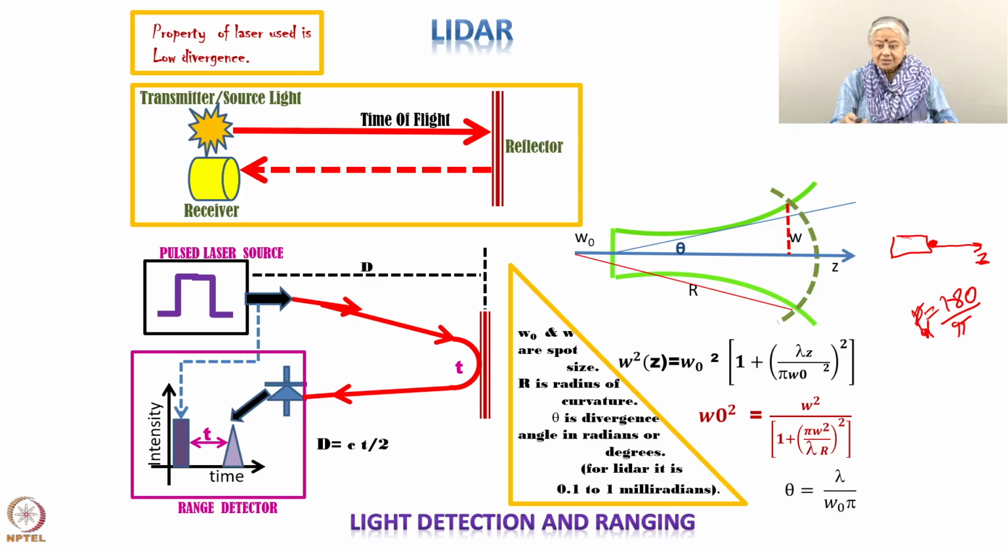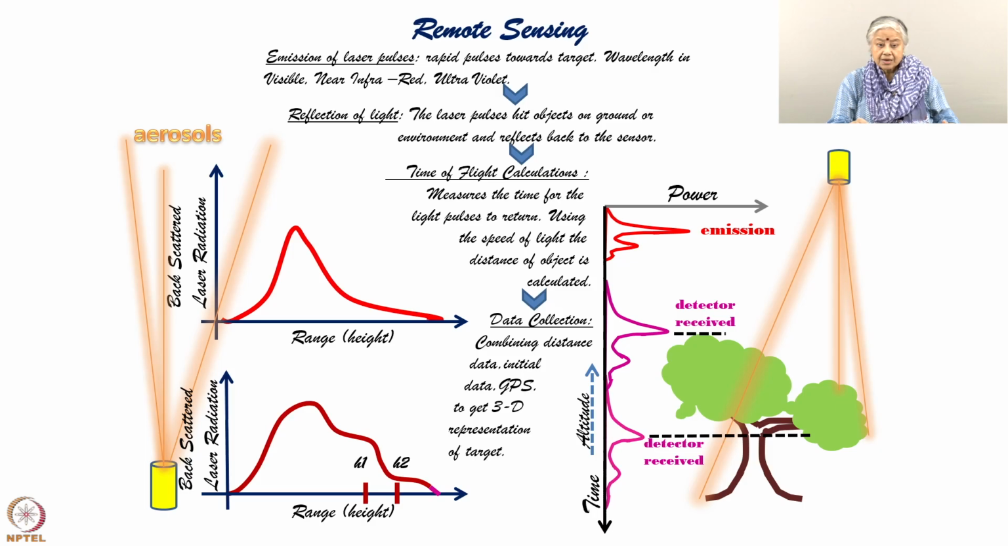Right. So, you understood we need a very low divergence to the beam. And most of the time these LIDARs are used for remote sensing. Remote sensing, because you want to sense what is remote from your instruments. Okay. So, remote sensing is another way of referring to LIDARs.